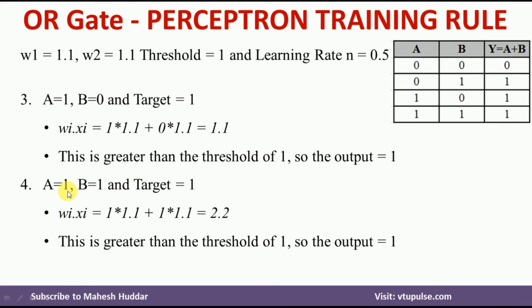In the fourth example, both A and B are 1 and the target is also 1. The weighted summation term is 2.2, which is greater than the threshold 1. Hence the output is 1. The output and target match, there is no need of weight updation. With W1 equal to 1.1 and W2 equal to 1.1, threshold equal to 1 and learning rate equal to 0.5, we were able to classify all the training examples correctly. Hence these are the final learned parameters with respect to the perceptron training rule for OR gate.